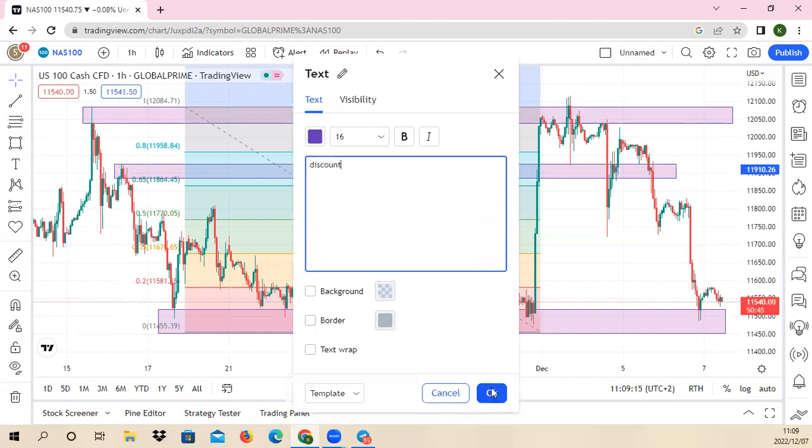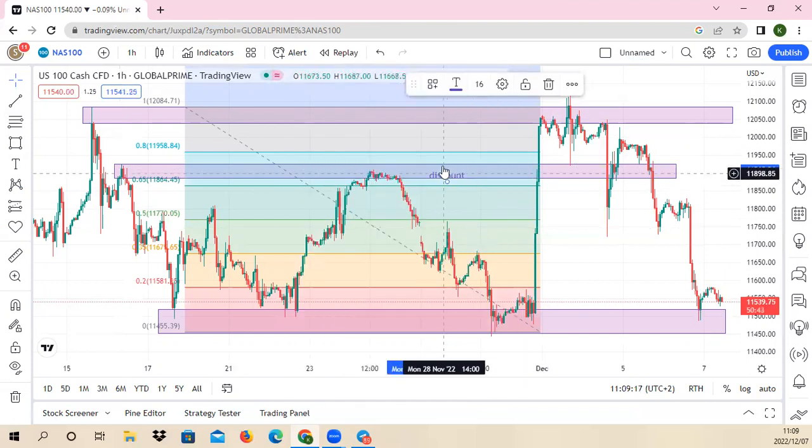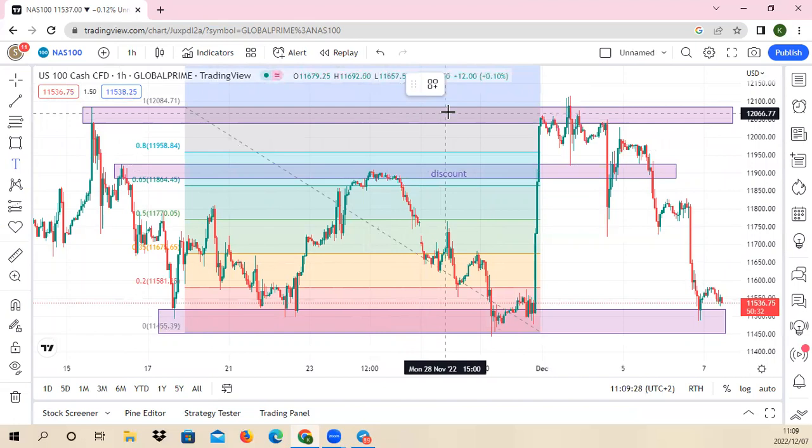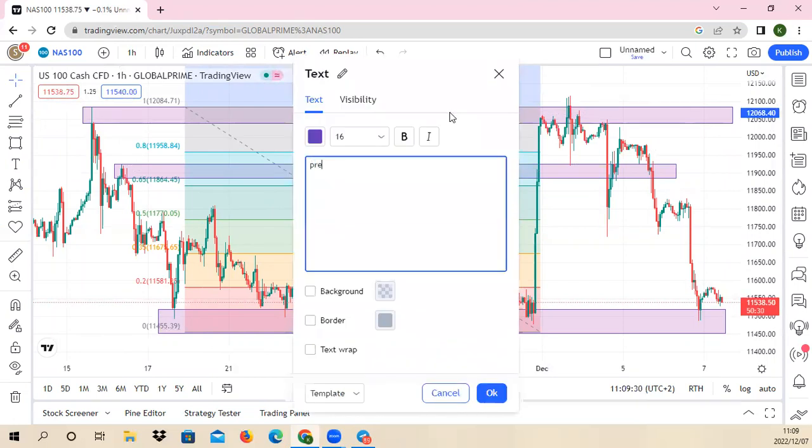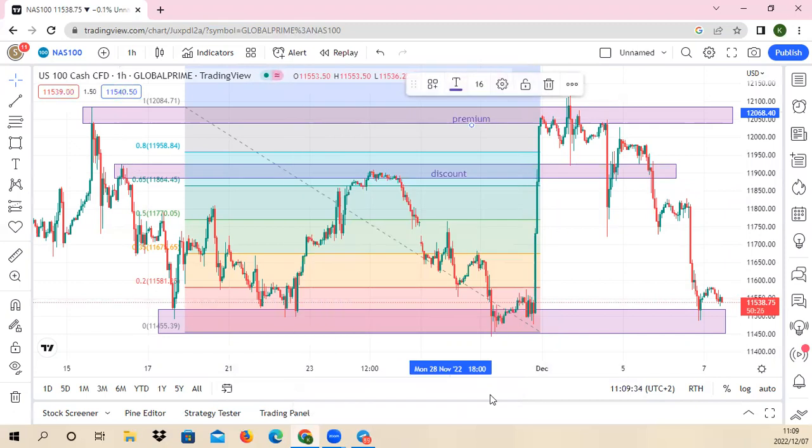So now we've determined where our discount is. We can see our supply is here, our demand is here. Supply and demand, there's our discount. We need to identify our discount and premium. And the trade we were trying to catch was a premium trade. So we know that premium trades go for a few days or so.